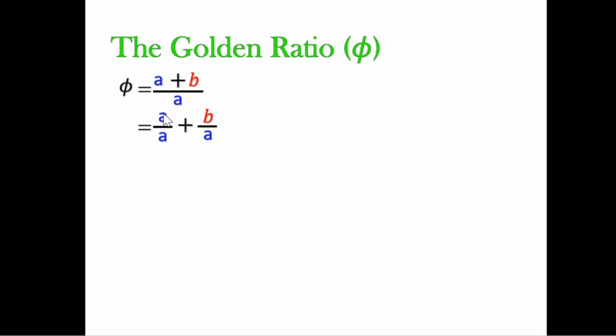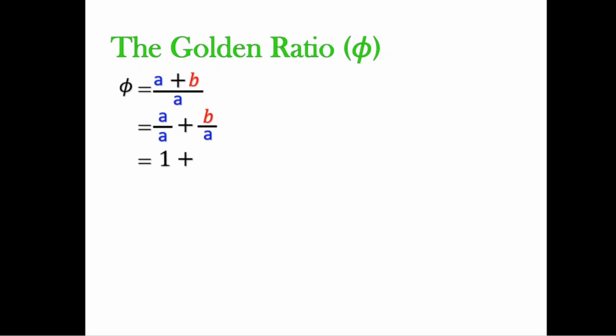What else can we do? Well, we have A over A. A number divided by the same number is of course always 1. We are sure that A is not equal to 0 because it's a measure of some segment.